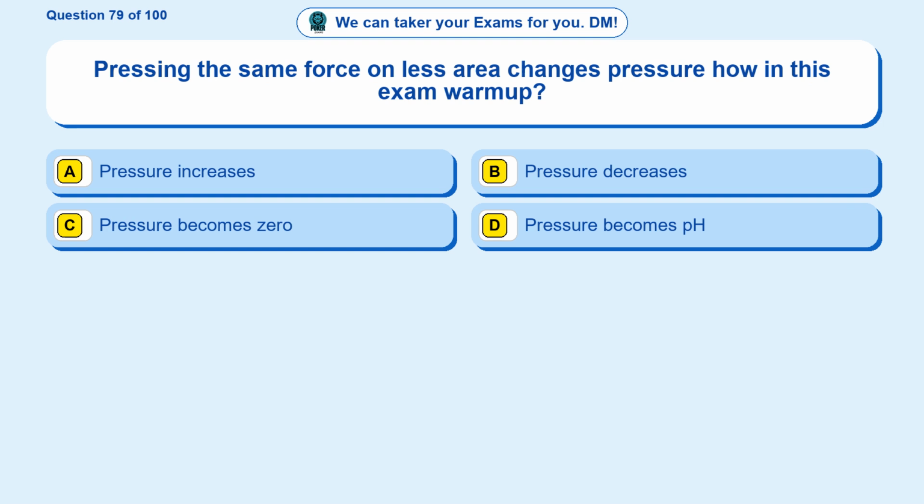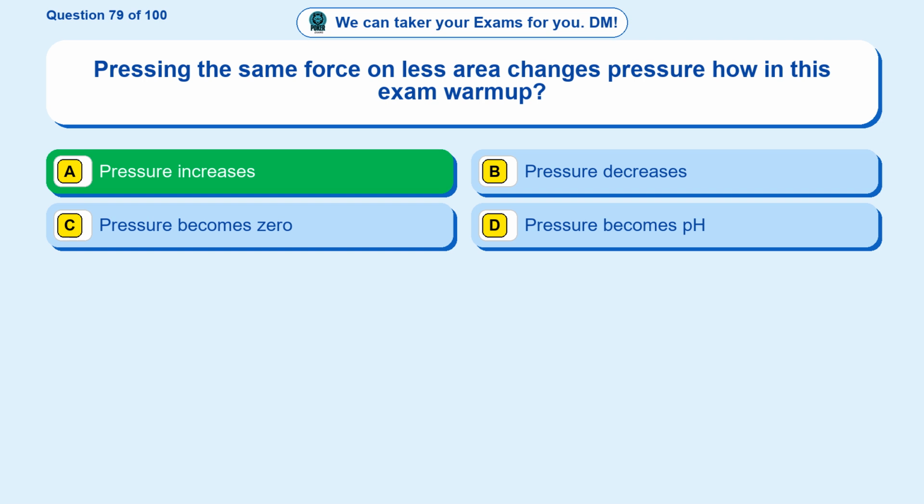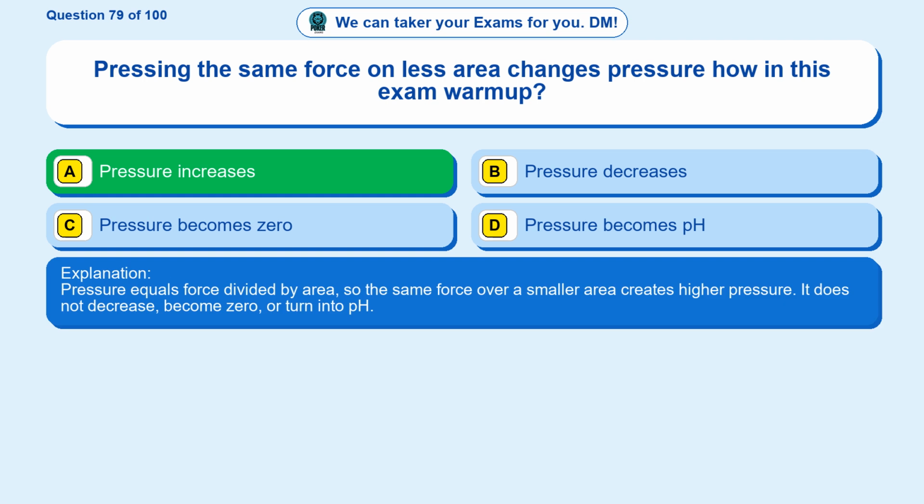Question 79. Pressing the same force on less area changes pressure how in this exam warm-up? Option A, pressure increases. Option B, pressure decreases. Option C, pressure becomes zero. Option D, pressure becomes pH. The correct answer is option A. Pressure increases. Pressure equals force divided by area, so the same force over a smaller area creates higher pressure. It does not decrease, become zero, or turn into pH.